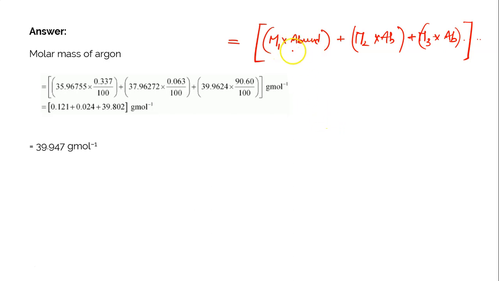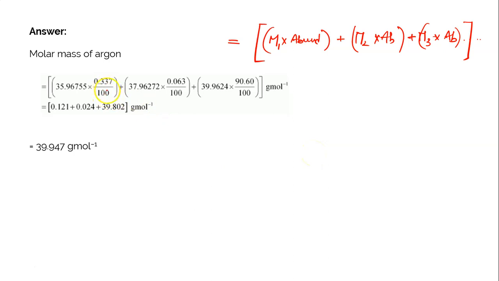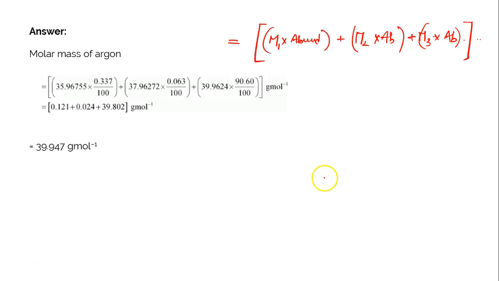So let us substitute the values. Molar mass of the first isotope is 35.96 into abundance 0.337%, right? Since it is percent, I'm writing it as 0.337 by 100, plus the molar mass of the second isotope of argon into its abundance, 37.96 into 0.063 divided by 100, and the same substitution for the third isotope as well. And when you simplify it, your answer will be 39.947, which is the average molar mass of argon.